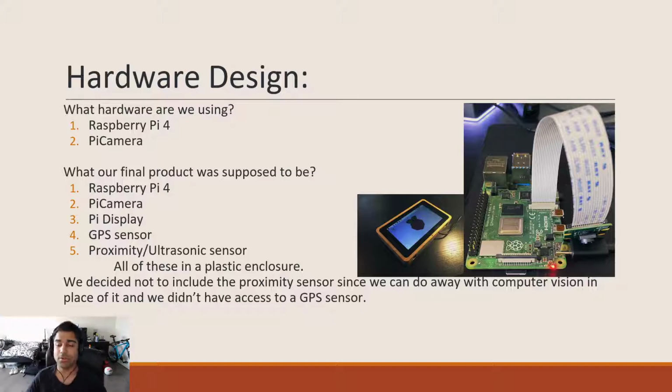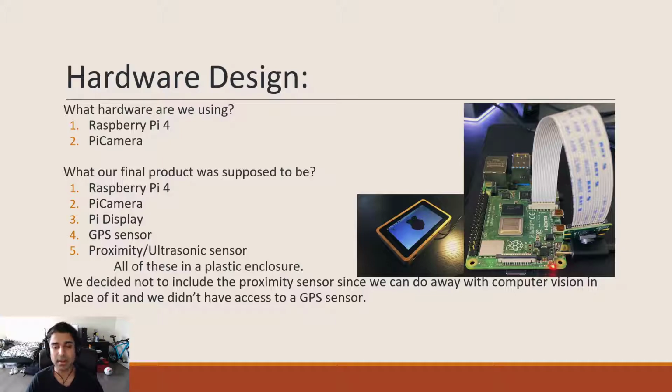Coming to the hardware design, the bare bones hardware design was just a Raspberry Pi 4 with a Pi camera. We initially started off with an Arduino, but then realized the Arduino was not powerful enough for processing images because we're using OpenCV, which is an open source computer vision Python package. And so we decided to go with the Raspberry Pi.